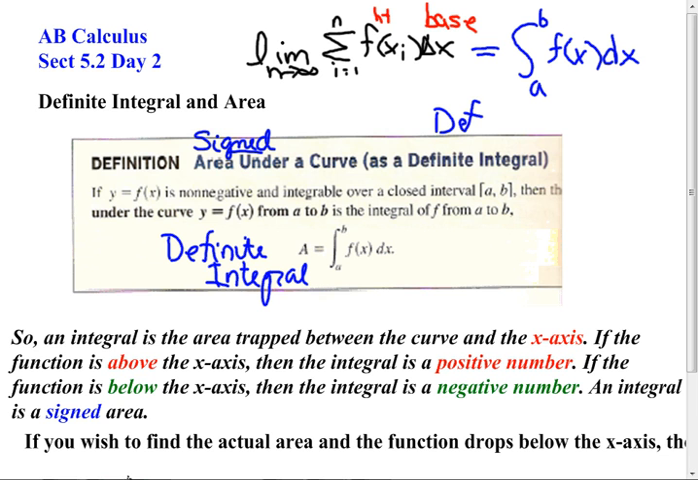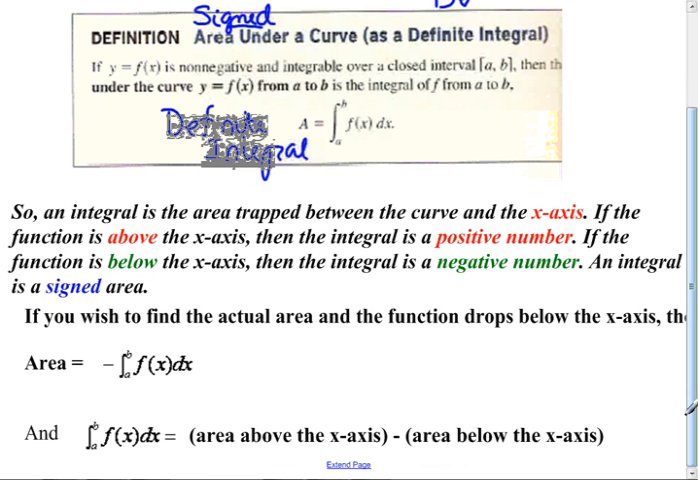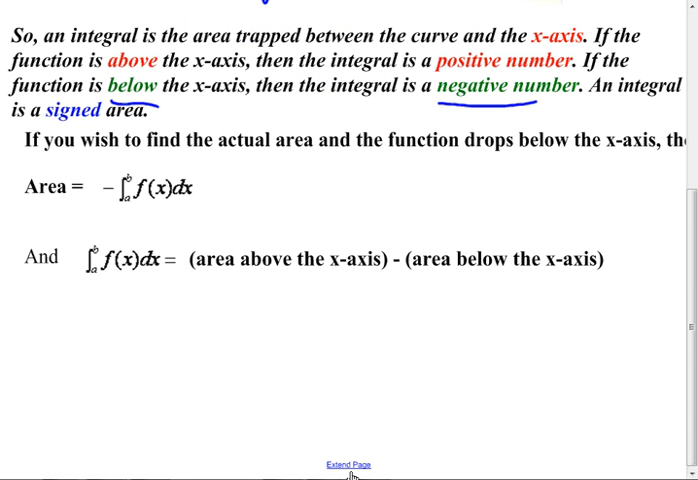So when you see an integral, you probably forget, but it really is a limit with the summation, that ugly looking thing there. And it's a signed area. So if your graph is above the x-axis, it's positive. If it's below, then it's going to be negative. So if you wish to find the actual area, now that's what we actually mean by the area, and the function drops below the axis, this is what we do.